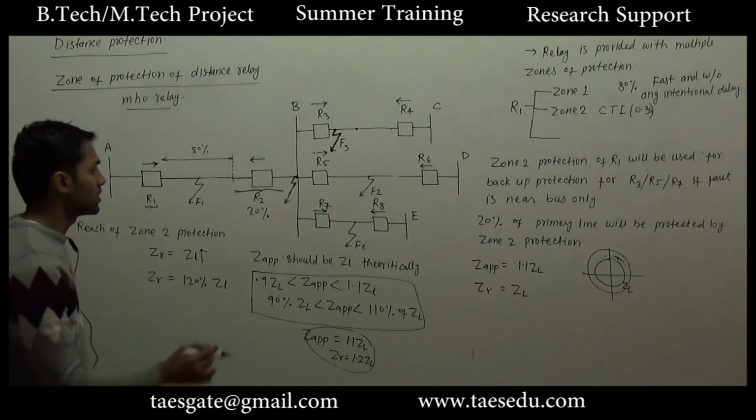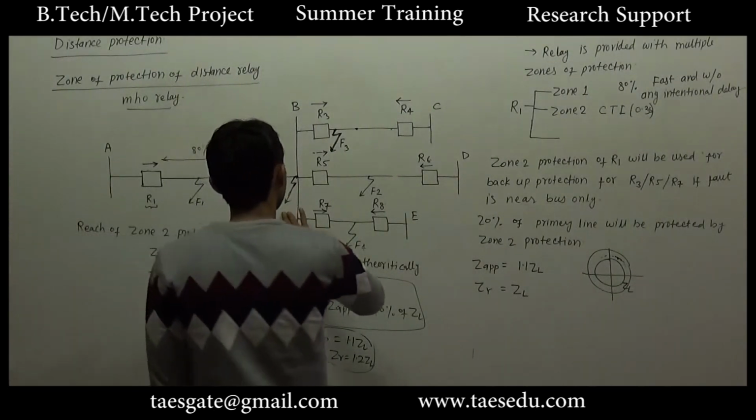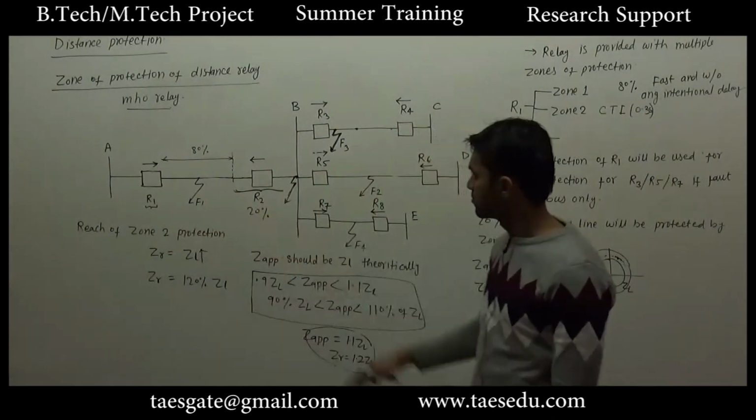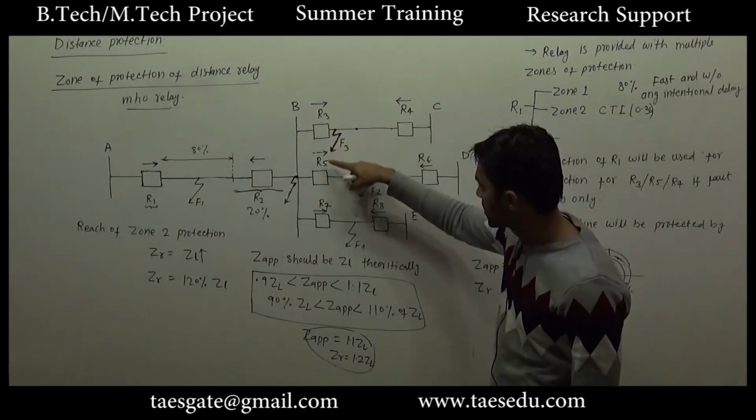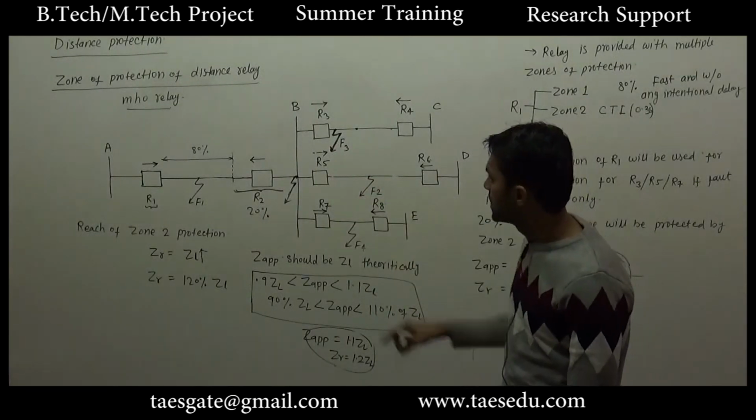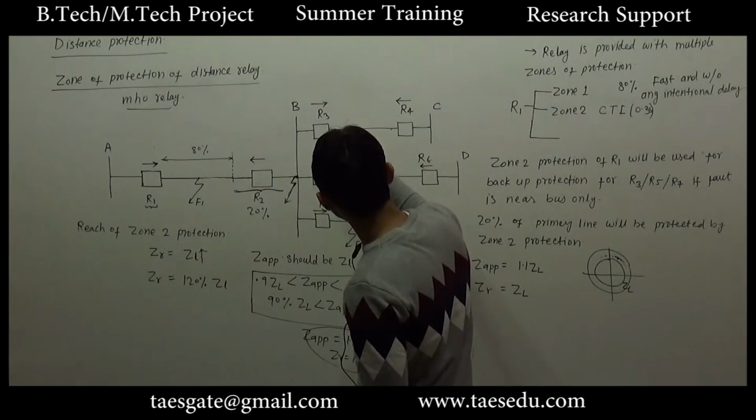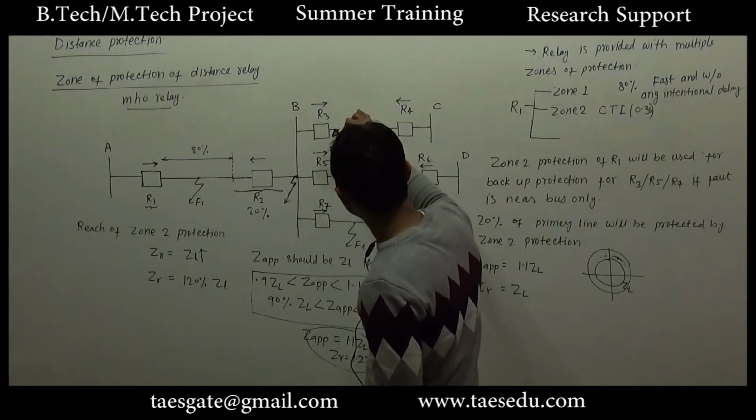So this was about the rest of the line, and not only this line, the relay R1 also has to provide the backup protection for R3, R5 and R7 if a fault occurs near bus P. So let's say a fault occurs at this point.